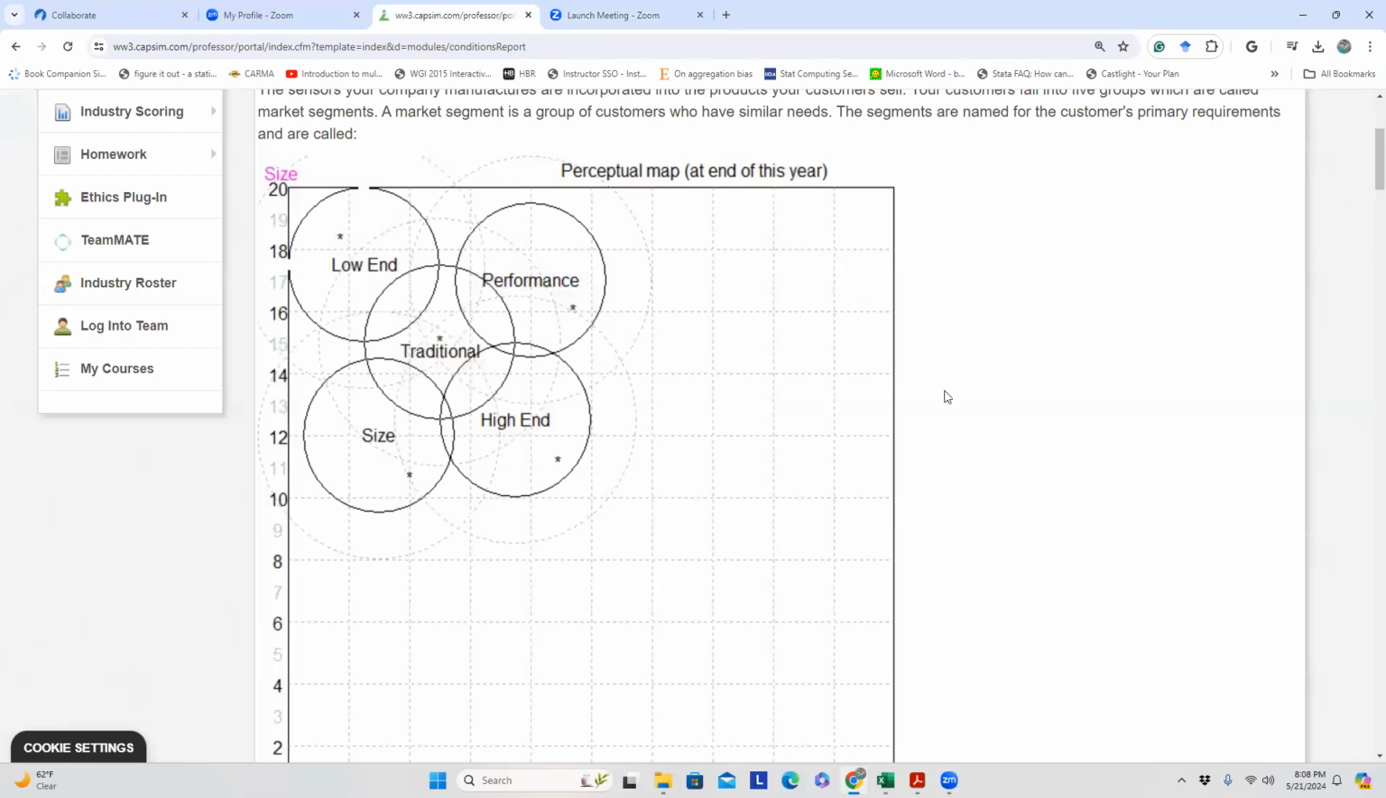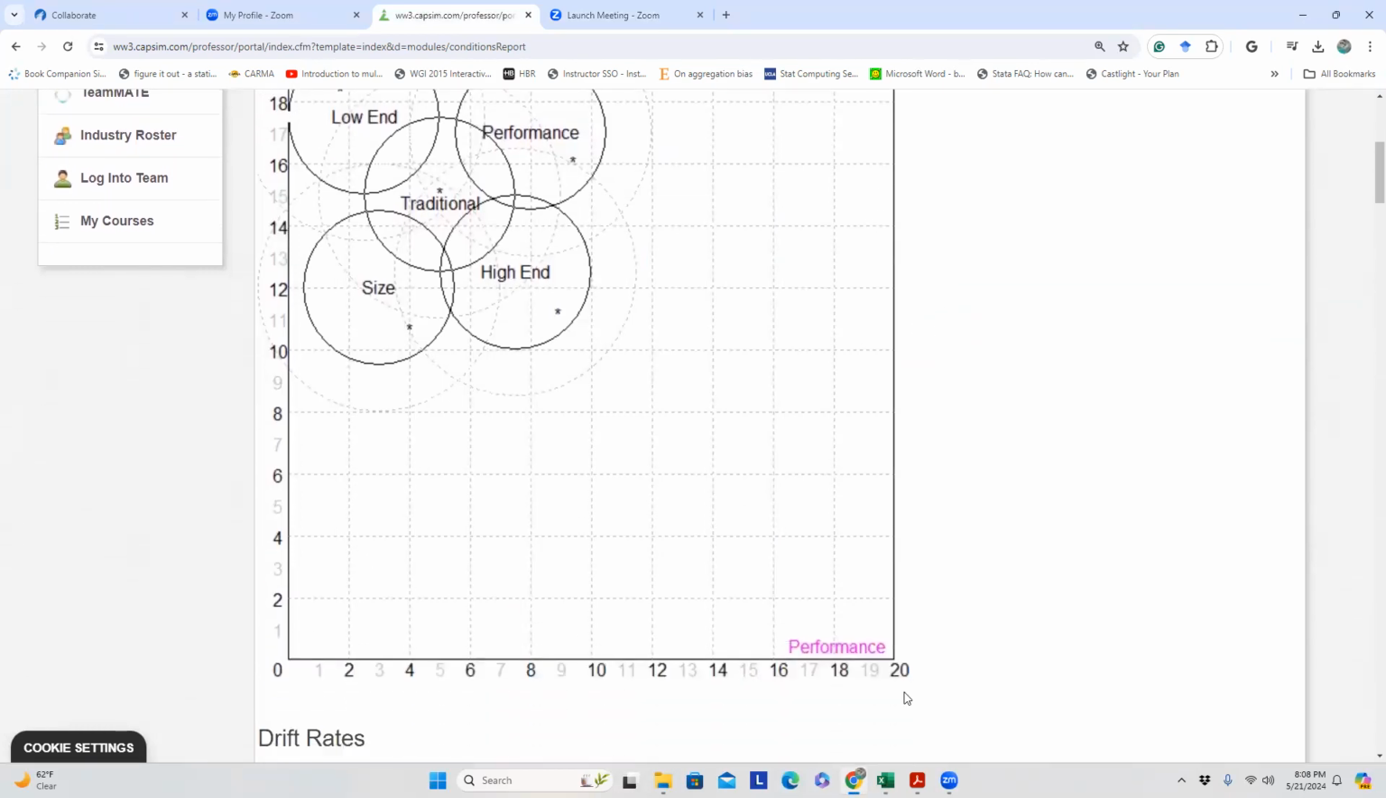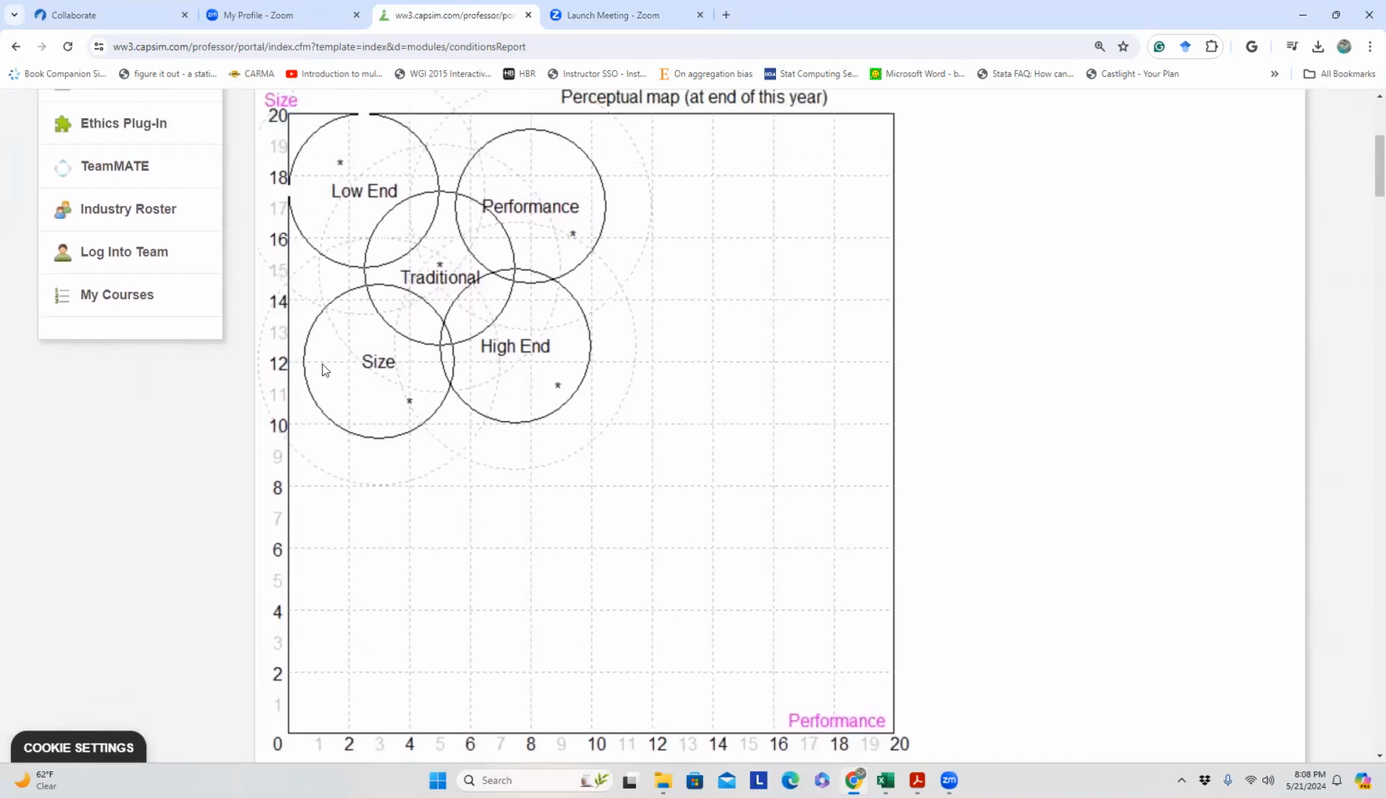Basically, what this is trying to tell you is a perceptual map, based on your performance on the x-axis and the size of the product on the y-axis. Here are a few things that you should look at. As we discussed earlier, there are 5 product segments that fulfill the needs of your consumer. And this asterisk that you see on your perceptual map is the ideal position. This is what the customers want at the end of the year in terms of performance and size configurations.